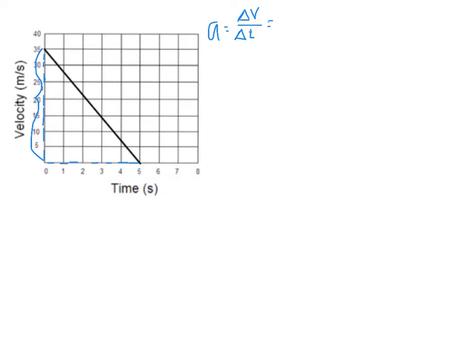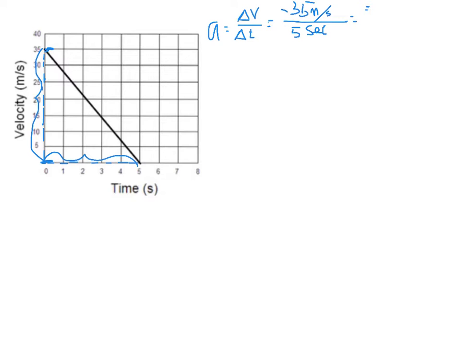Now, what's my delta V on this graph? Well, it looks like it goes from 35 meters per second to none. From 35 to none is a change of negative 35 meters per second. And that happened over a time interval of what? Well, from here to here. And how much time is that? That looks like 5 seconds to me. So 5 seconds. Now, there we go. So what is that telling us?